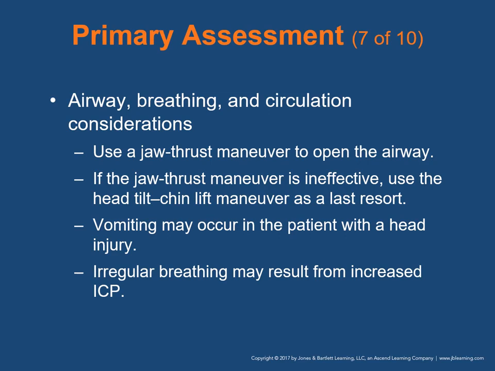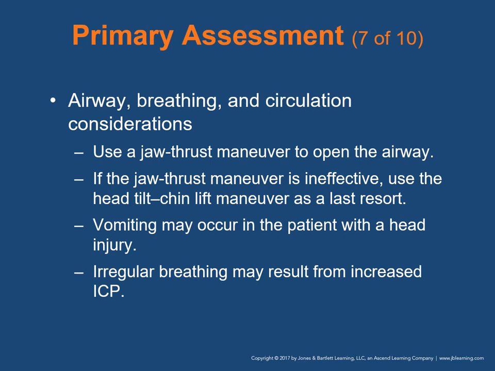When a spinal injury is suspected, how you open and assess the airway is very important. Begin by manually holding the patient's head still while you assess the airway. Use a jaw thrust maneuver to open the airway. If the jaw thrust maneuver is ineffective, it is acceptable to use the head tilt chin lift maneuver as a last resort, but make sure you tilt it just enough to allow airflow.